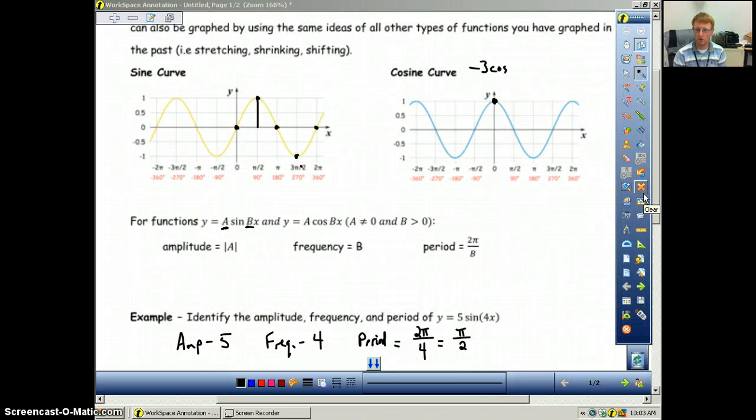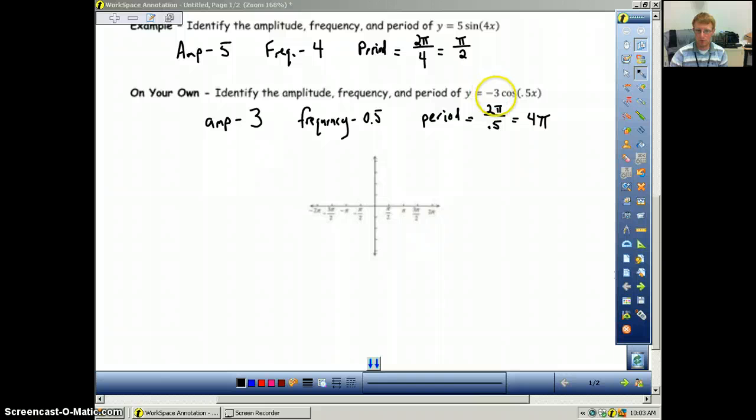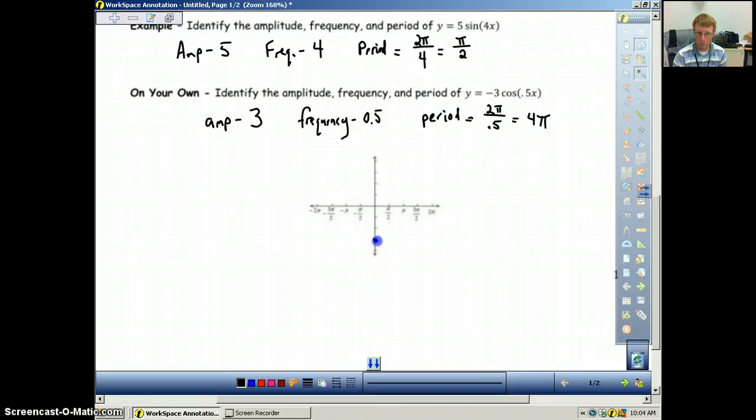So what we would do to start this is, the first thing we want to look at is what is our amplitude, and is it positive or negative? Well, we're dealing with a cosine, so normally it would start at 1, but because we have a 3, it would then start at 3. Because it's negative 3, it's going to start at negative 3. So our very first point that we're going to plot is going to be negative 3.